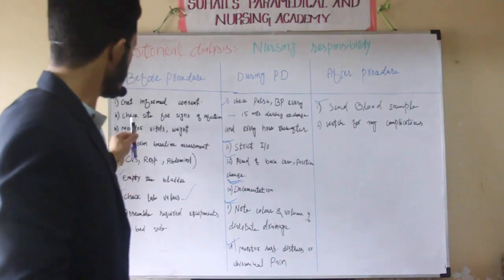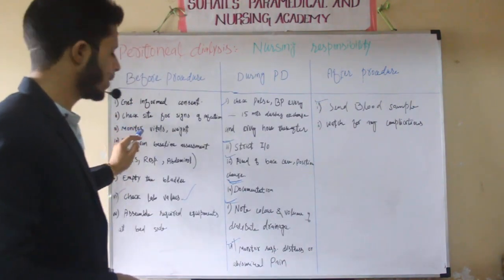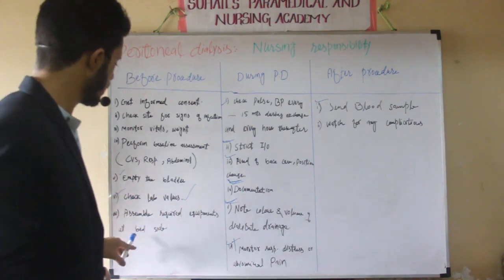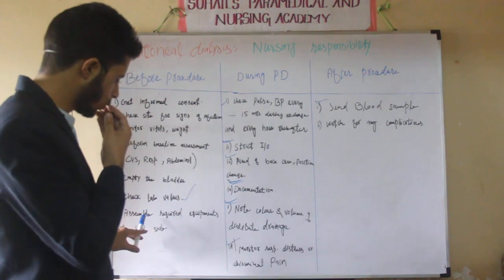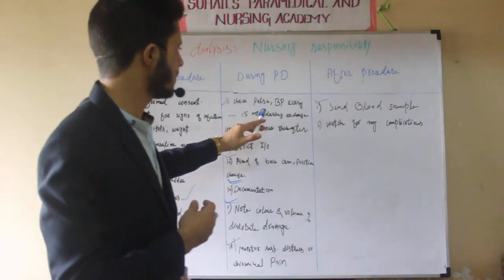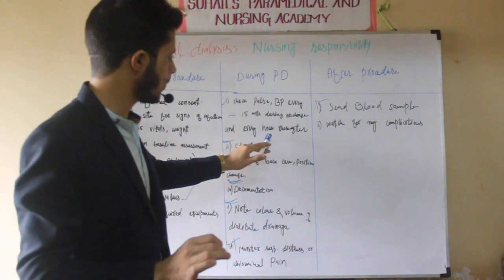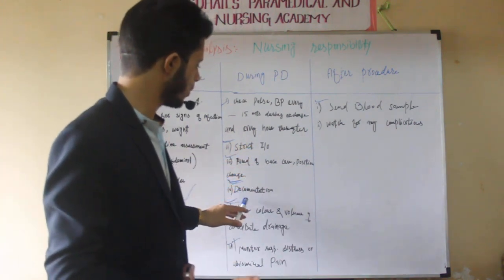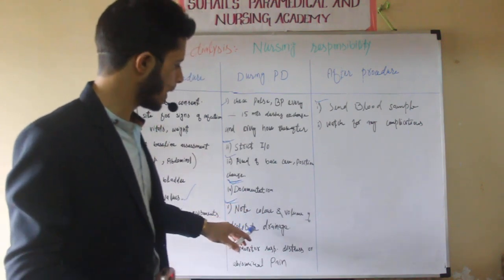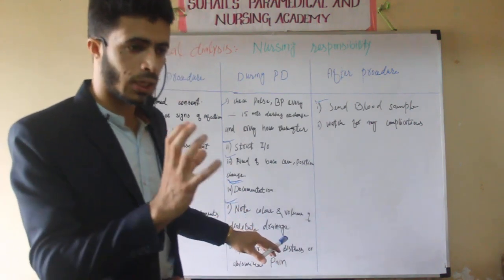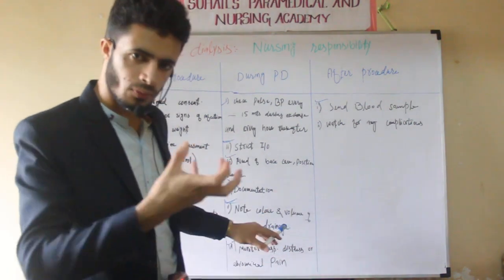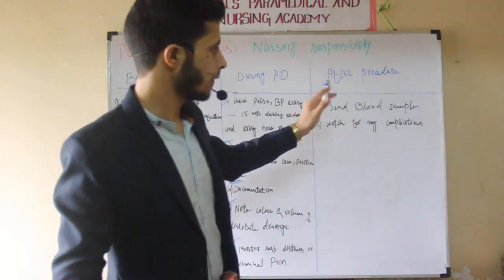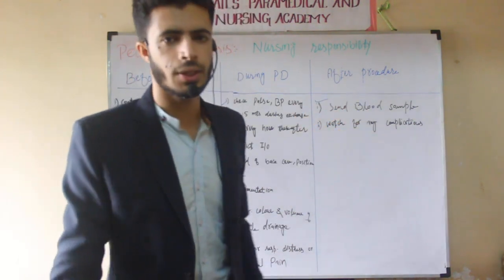Check the site for signs of infection, monitor vital signs, perform a baseline assessment, empty the bladder, check lab values, and assemble the required equipment at the bedside. Then check pulse and BP every 15 minutes during exchange and every hour thereafter. Strict intake and output charting is important. Documentation is important. Note the color and volume of the dialysis drainage, monitor for respiratory distress and abdominal pain, and after the procedure send the blood sample and watch for any kind of complication.